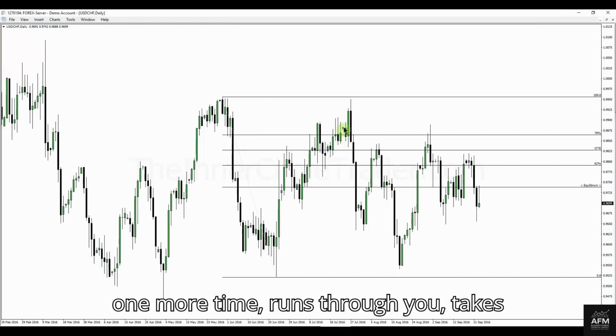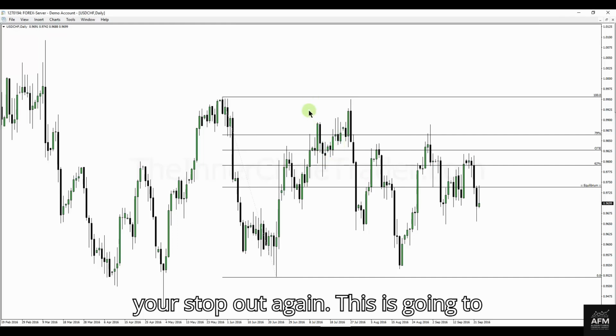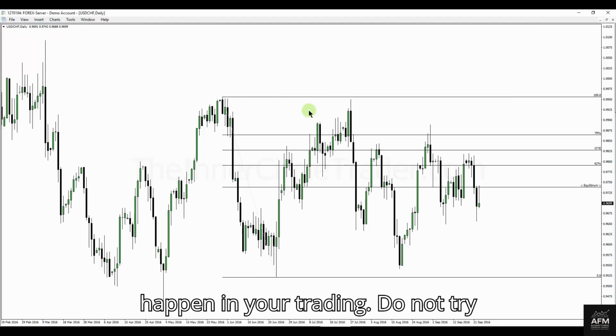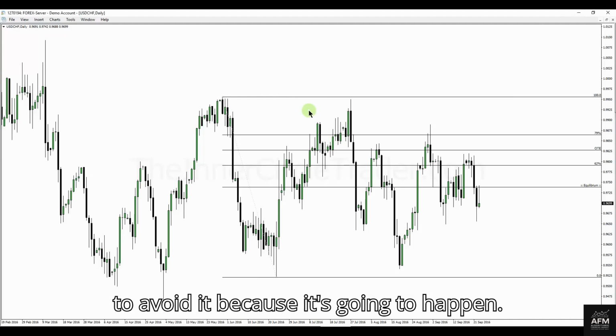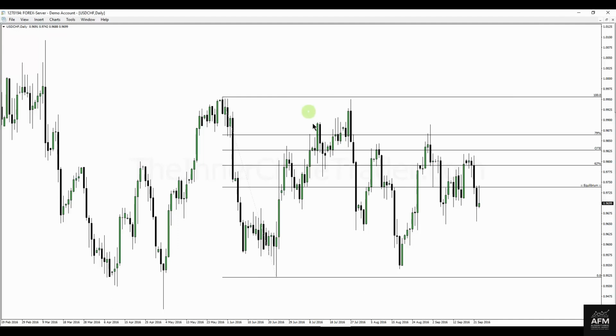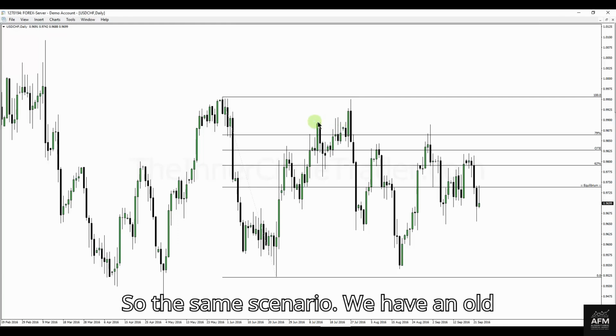One more time, it runs through you, takes your stop out again. This is going to happen in your trading. Do not try to avoid it because it's going to happen. So, same scenario. We have an old high.